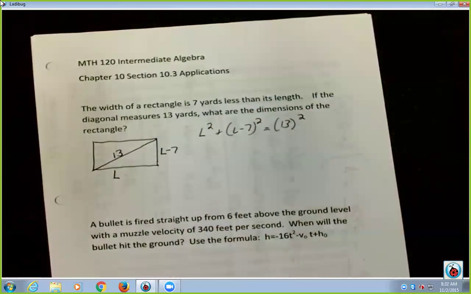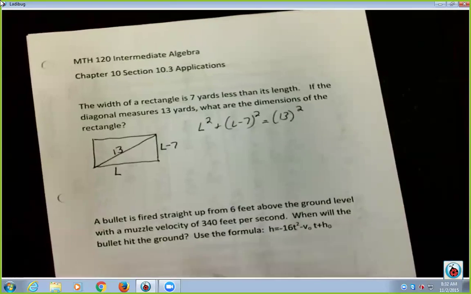Think we're good with that one? What do you guys think? Do we need to finish it? Or can you guys finish it? Not hearing anything out there. Can you finish it or not finish it? Well, I guess we'll go through it.